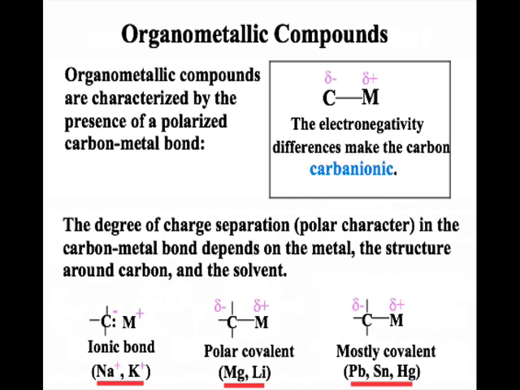So they're ionic. If you're talking about magnesium or lithium, these bonds are actually polar covalent. It's a true covalent bond, but the carbon has a significant partial negative charge to it. And if you're talking about other metals like lead, tin, or mercury, these are actually covalent bonds. Even though there is a partial negative and a partial positive, the polarity is not quite as great as it is if it's magnesium or lithium.